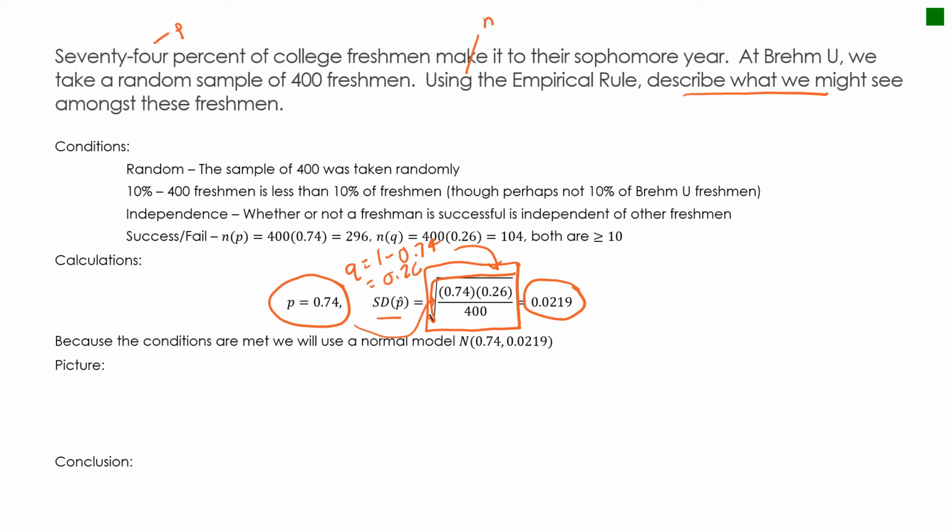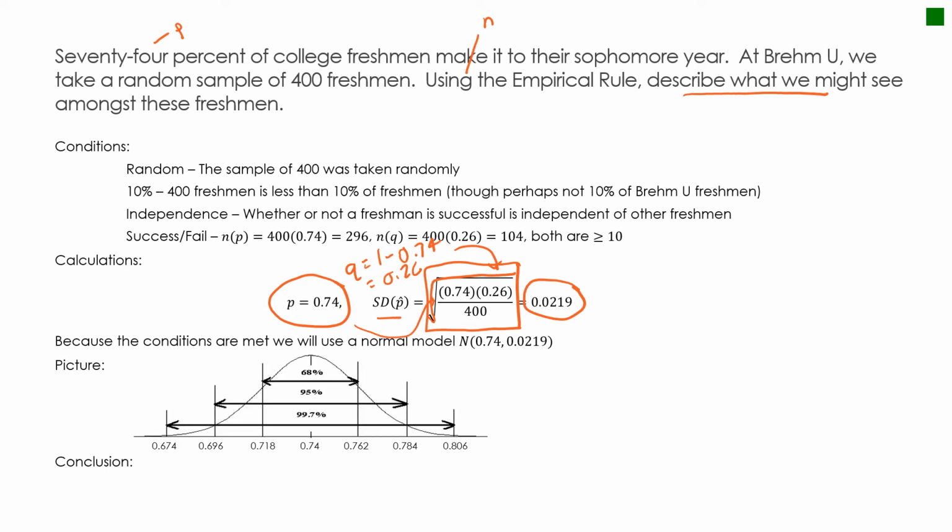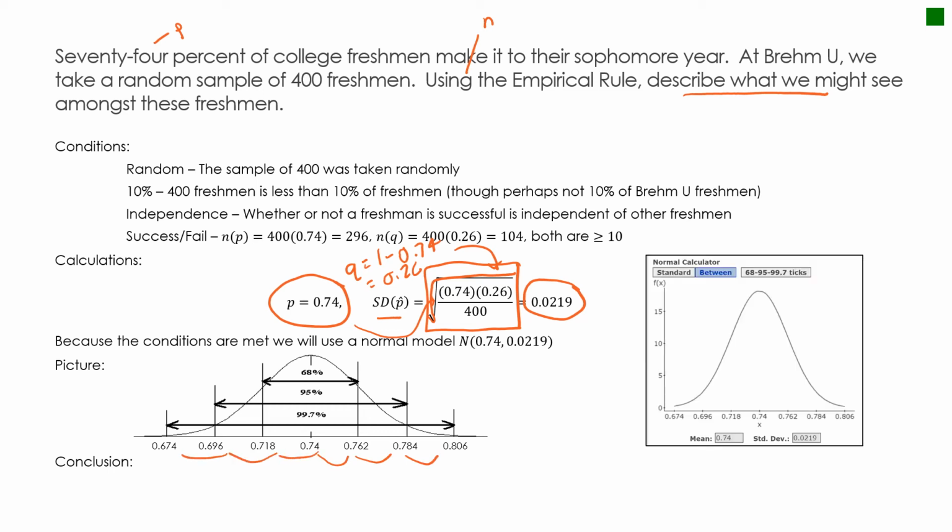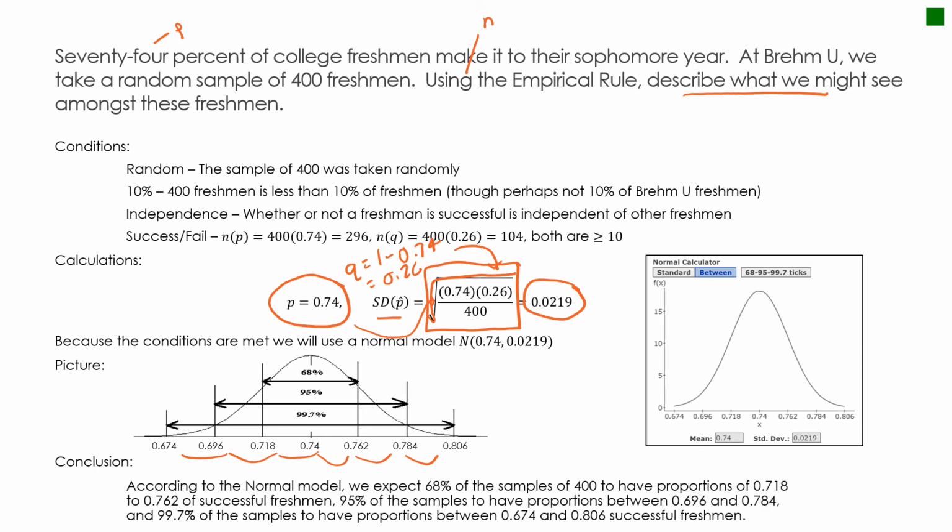And that means I'm using the normal model, 0.74, 0.0219. Then I'm going to use that 0.0219 to add as I move to the right, subtract as I move to the left. I can always plug it into StatCrunch as well to help me find those values. And then my conclusion, and then I'm just giving you the values. So according to the normal model, etc.